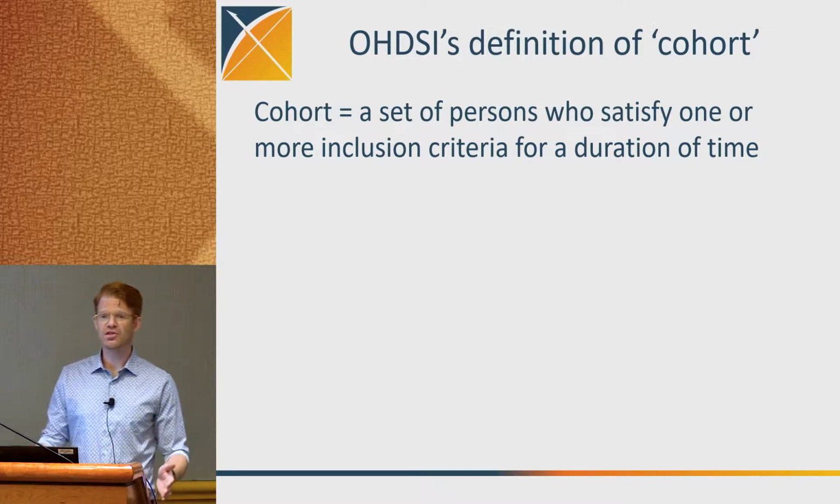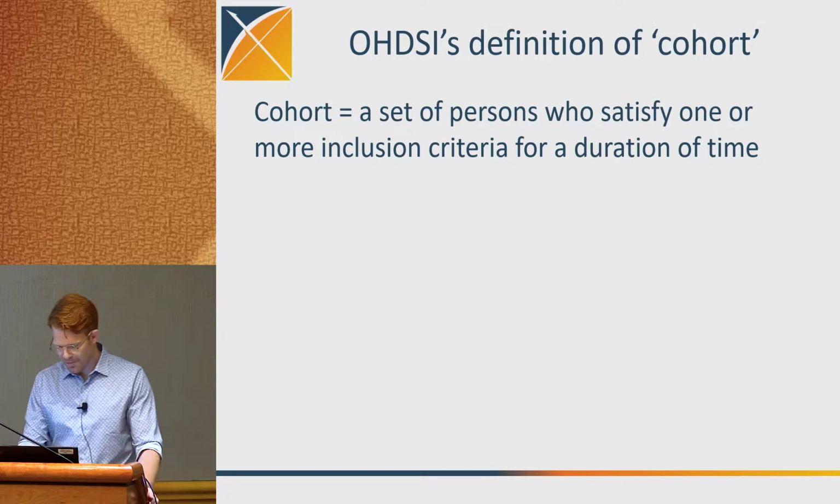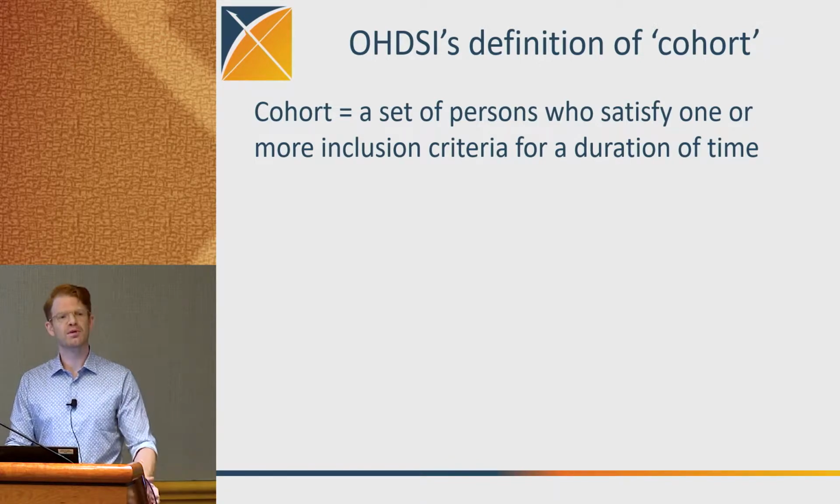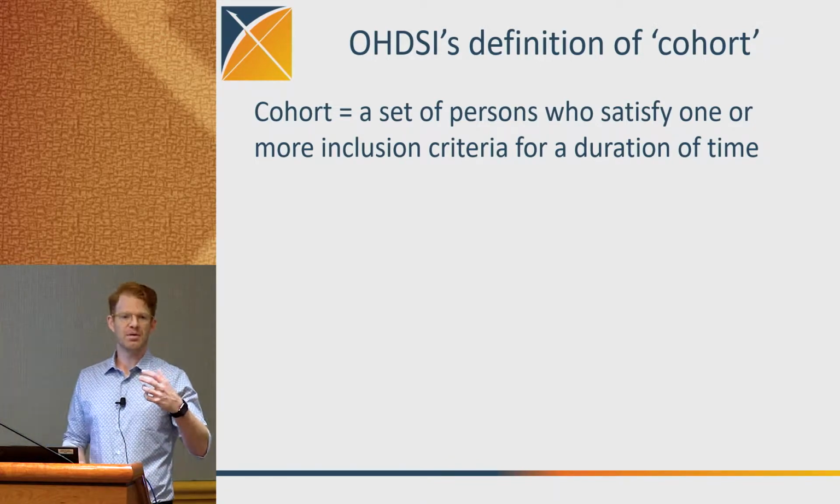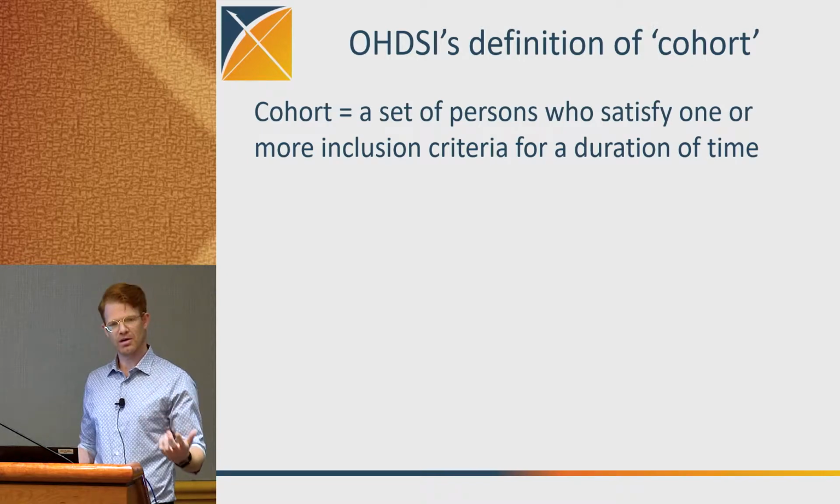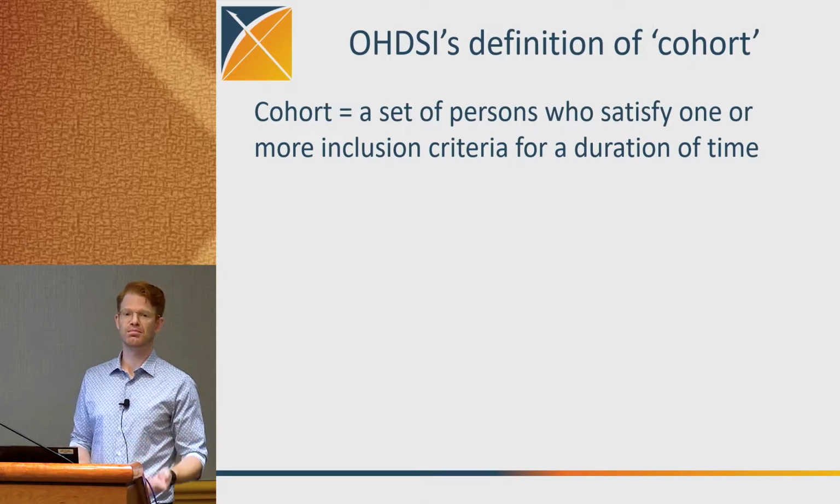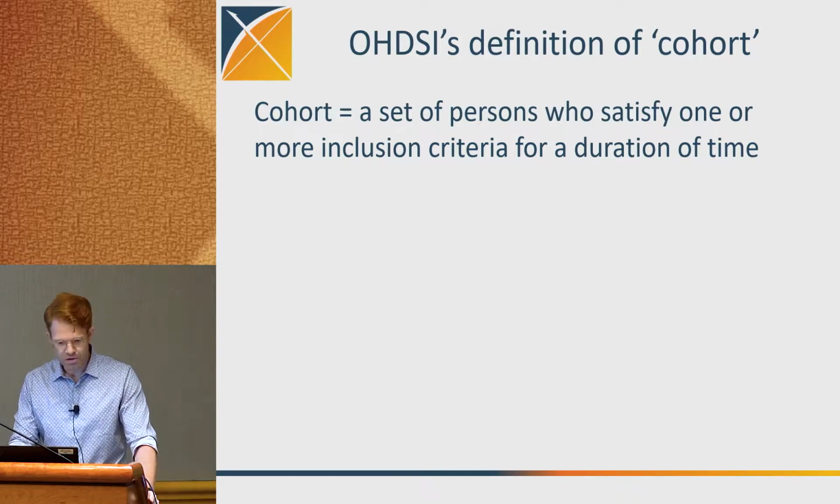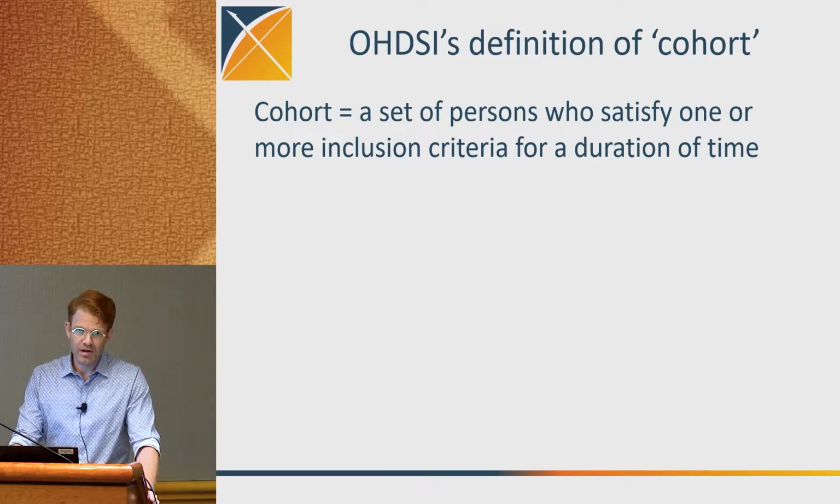So in defining those two groups of people, the two groups of people that have ended up in a treatment or a comparator group, based on some criteria that's just not random, we call those two groups cohorts. And the cohorts have a very explicit definition, that is a set of zero or more persons who satisfy one or more inclusion criteria for a duration of time.